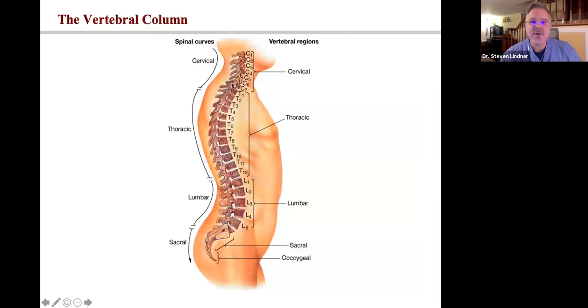Here is the cervical lordosis, the thoracic kyphosis, the lumbar lordosis, and the sacral curve. So the cervical and lumbar curves, notice they go in the same direction. They're convex in the anterior, concave in the posterior. The thoracic and sacral curves are concave in the anterior and convex on the posterior.